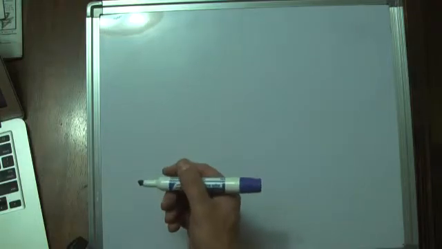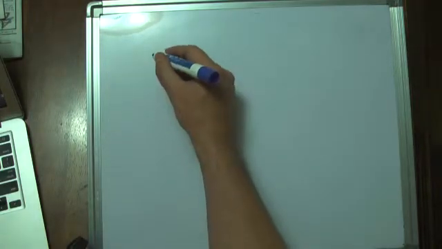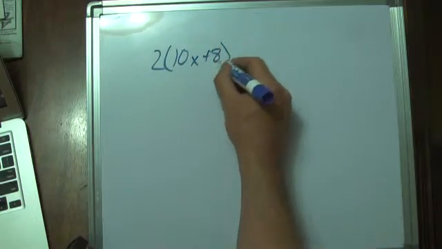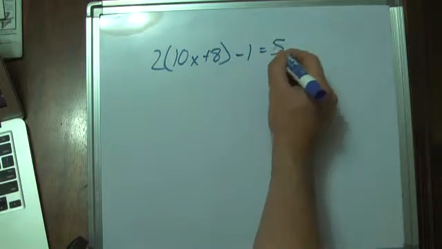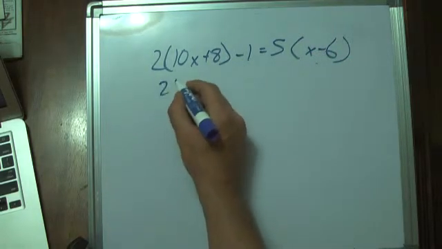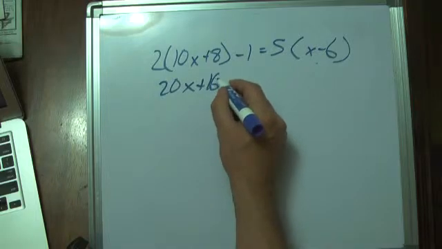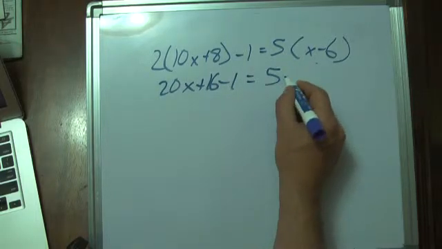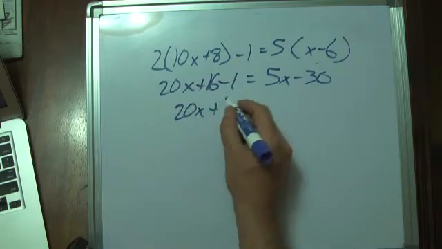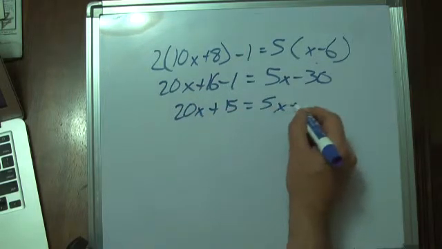23, another big group of you got this one correct. What is the value of x in the equation below? This is kind of basic algebra. I'm going to run through this one very quickly. 2 times 10x plus 8 minus 1 equals 5 times x minus 6. Distribute. 20x plus 16 minus 1 equals 5x minus 30. Combine like terms. 20x plus 15 equals 5x minus 30.